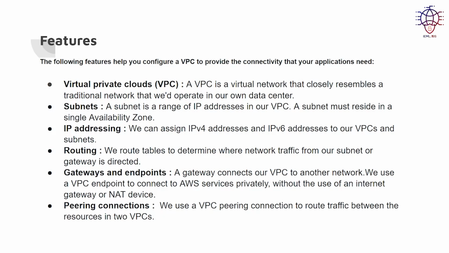The next is routing. We use route tables to determine where network traffic from our subnets or gateway is directed. The next is gateways and endpoints. A gateway connects our VPC to another network. We use a VPC endpoint to connect to AWS services privately without the use of an internet gateway or NAT device. The last but not the least is peering connections. We use a VPC peering connection to route traffic between the resources in two VPCs.